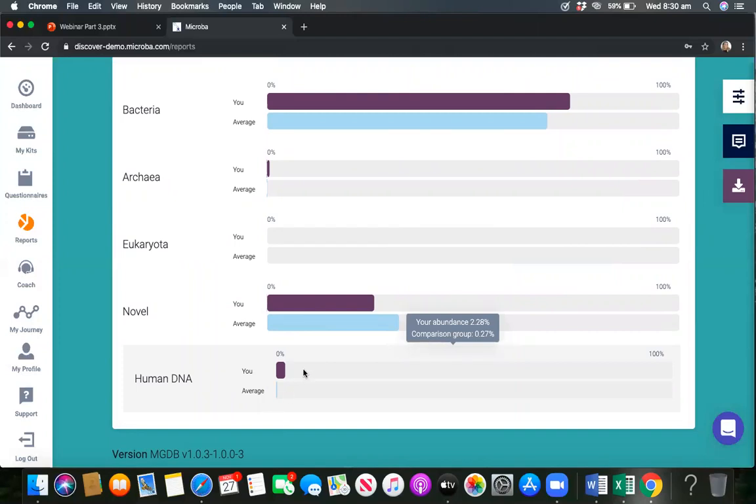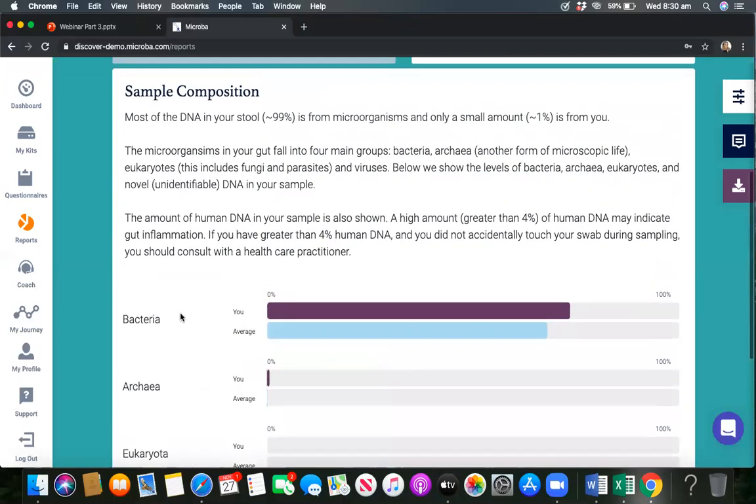So anything above 4% we would recommend having investigated further, so long as they are quite confident that they hadn't touched the swab. But you can see that this person actually had about 2.28% compared to what we see in our comparison group. So we do allow for a small amount to be detected because of the natural shedding of intestinal cells, but this is something that you would probably watch in later reports to see if that has changed, and hopefully it's on the lower end and reducing and not creeping up. But that's one thing that you would be watching as a practitioner as well.